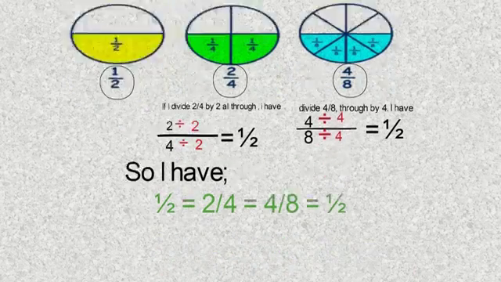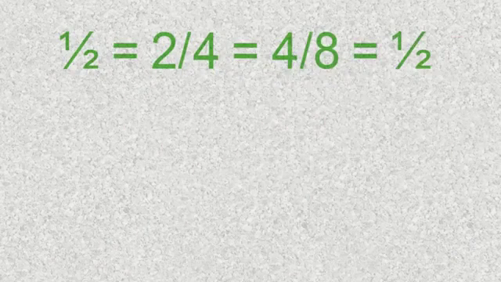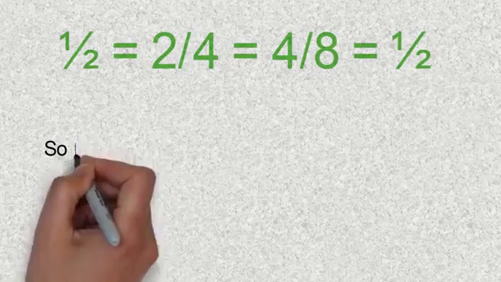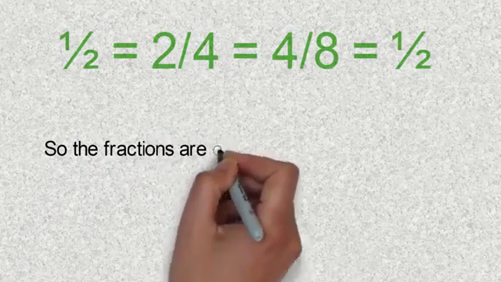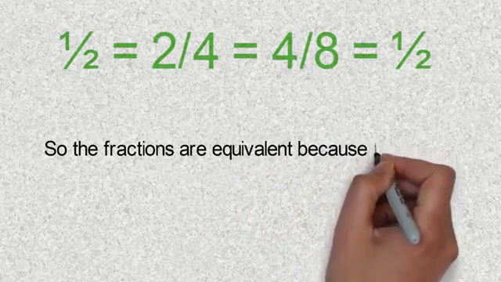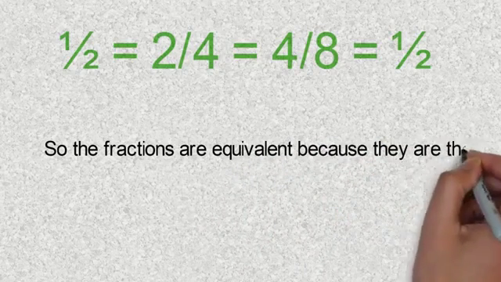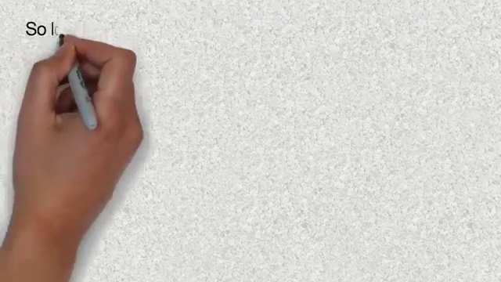Can you see that both, when reduced to smaller terms, still give me 1 over 2. So I have 1 over 2 equal to 2 over 4, which equals 4 over 8, which equals 1 over 2 also. So the fractions are equivalent because they are the same. I hope you understand what an equivalent fraction is now.